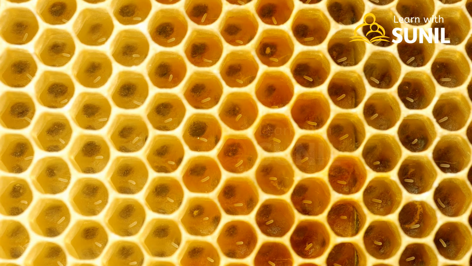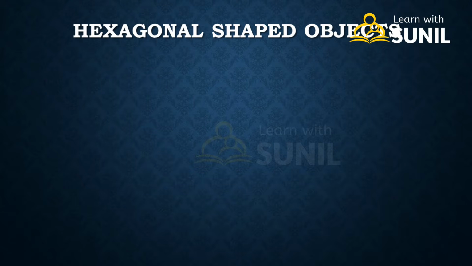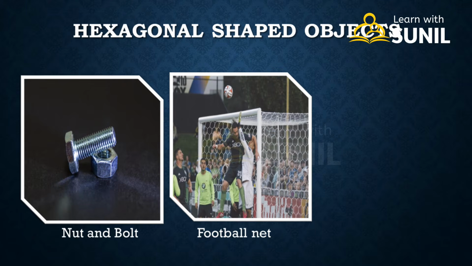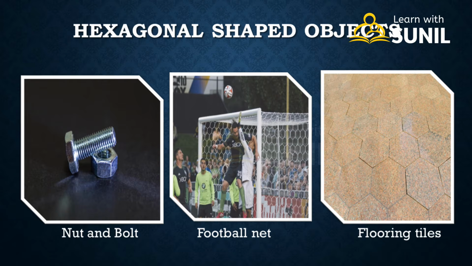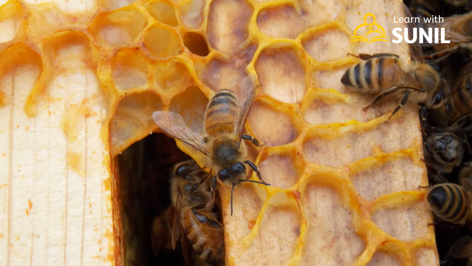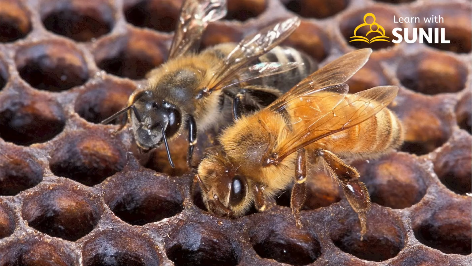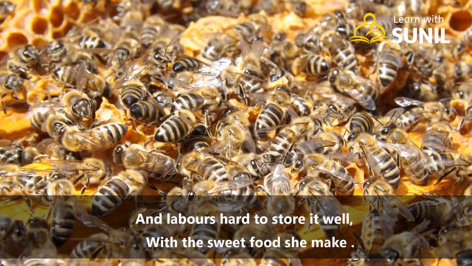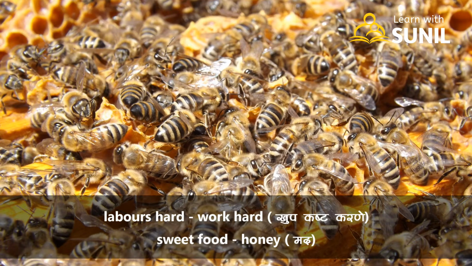All cells are hexagonal shaped. Can you tell some objects of hexagonal shape? Let's see some examples. Nut and bolt, football net, flooring tiles. She spreads the wax very neatly and carefully and makes hexagonal shaped cells and labors hard to store it well with the sweet food she makes.